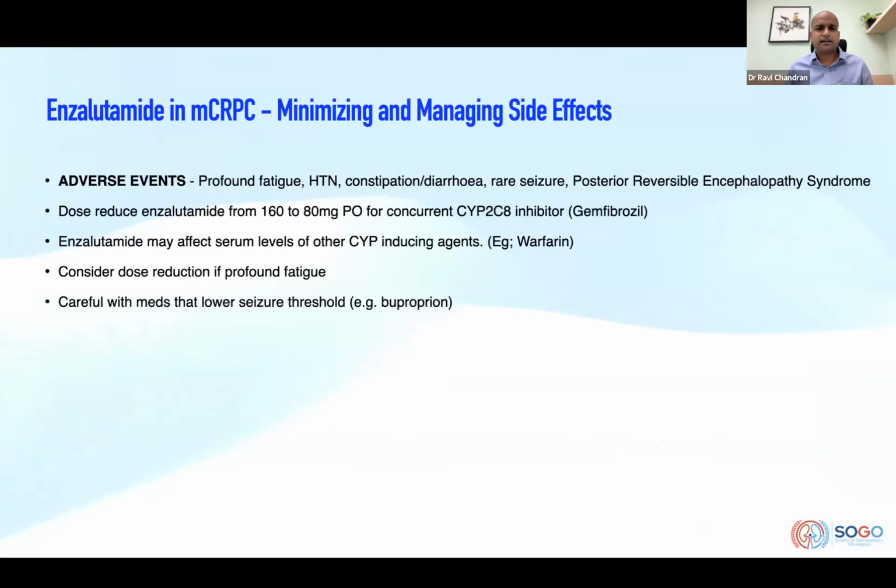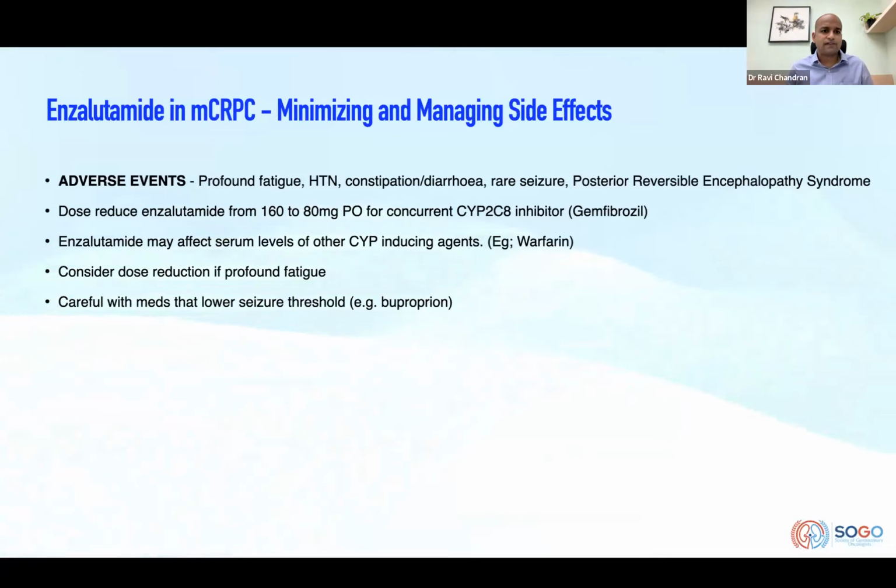Coming to adverse side effects in enzalutamide, the most important one is profound fatigue. Fatigue seems to be the most common side effect leading to discontinuation or lowering the dose of enzalutamide, followed by hypertension and a rare posterior reversible encephalopathy syndrome, though incidence is very low. The dose of enzalutamide may have to be reduced to 80 milligram if there are any concurrent cytochrome P2C8 inhibitors, like gemfibrozil, probably in patients who are diabetic or dyslipidemic. We have to keep a close eye. And enzalutamide may affect serum levels of other drugs, like warfarin.